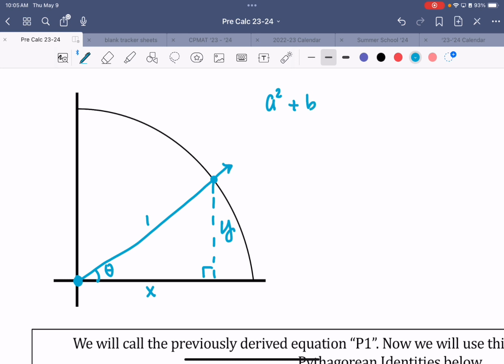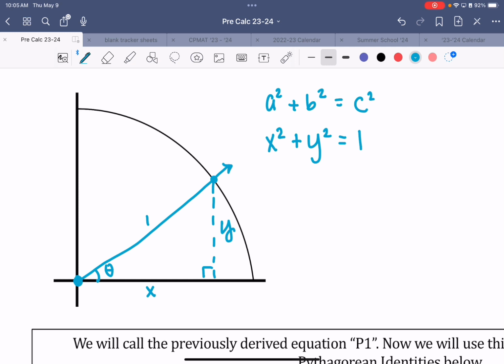And we're going to use, just like we did for all of our other reference triangles, a squared plus b squared equals c squared because we're using a right triangle. Now, we don't have a location at all. We do obviously know x and y, so we can plug those in if we wanted to. We would have x squared plus y squared equals 1 squared, which is just 1.